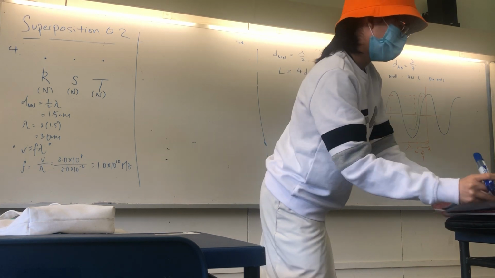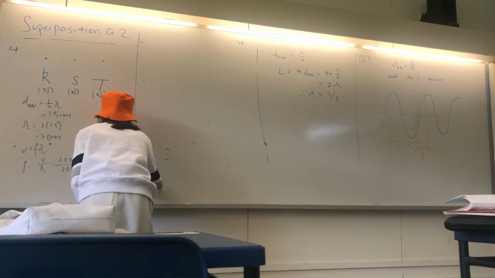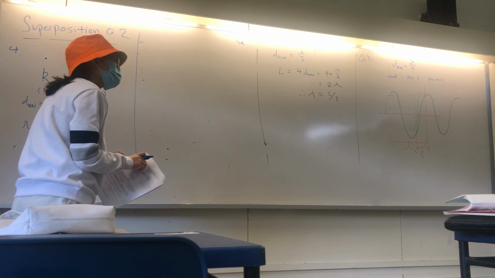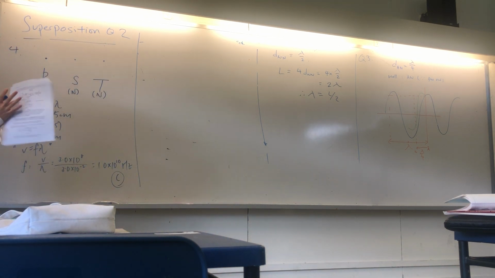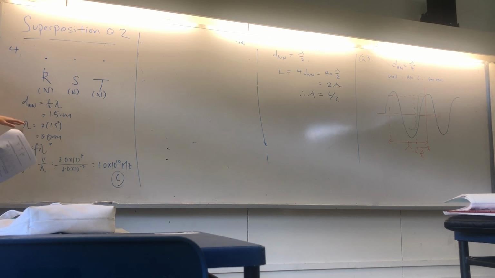Okay, so Amanda got C. You want to explain to the class how you got it? Basically, the question states that R, S, T all have zero intensity, which means that they are all nodes. So, you all know that the distance between nodes is half a wavelength. To calculate the wavelength, you just multiply 1.5 by 2, because 1.5 is the distance between nodes. Then you calculate using v equals f lambda, and you will get your frequency. Good. So, that's it. C.